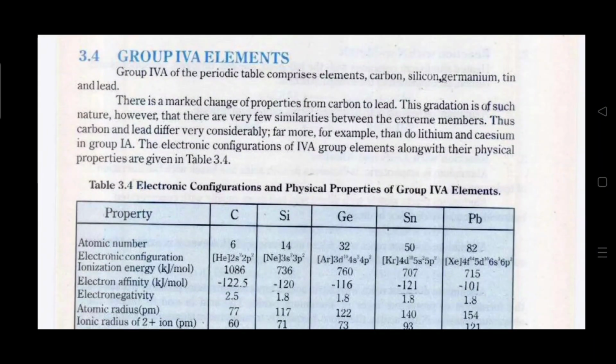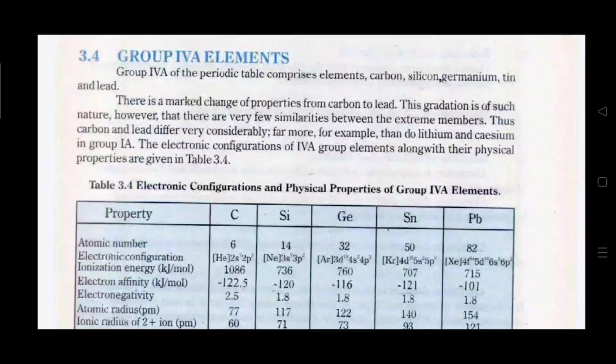And if we talk about the melting and boiling points of the Group 4A elements, when we move from top to bottom, the melting and boiling points go on decreasing. But the ionic radius and atomic radius increase down the group, and we have discussed these trends about the melting point, boiling point, ionic radius, and atomic radius very briefly in the first chapter.